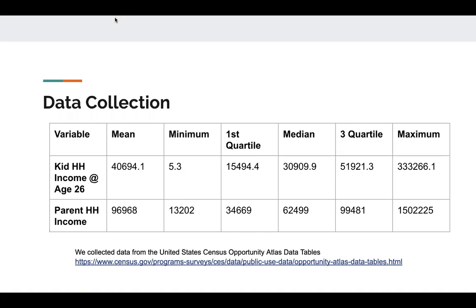And for the children, the difference is not quite as large, it's just under 10K, but it's still significant. And another thing we noticed is that the range between the minimum and maximum incomes was a lot larger for the parents than for the kids at age 26. For the parents, the minimum income was just over 13K, while the maximum was 1.5 million. For the kids, the minimum was $5.3, probably a grad student, and the maximum was $333,000. The difference is still large, but not nearly as large for the kids as for the parents.